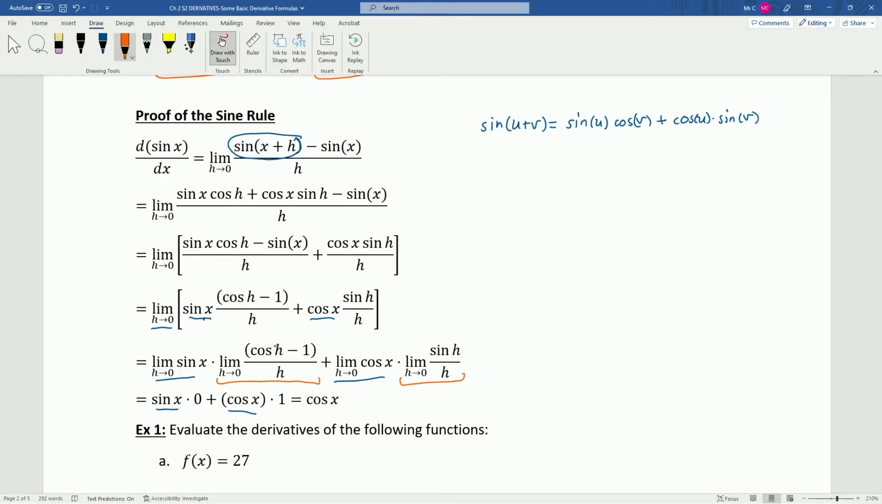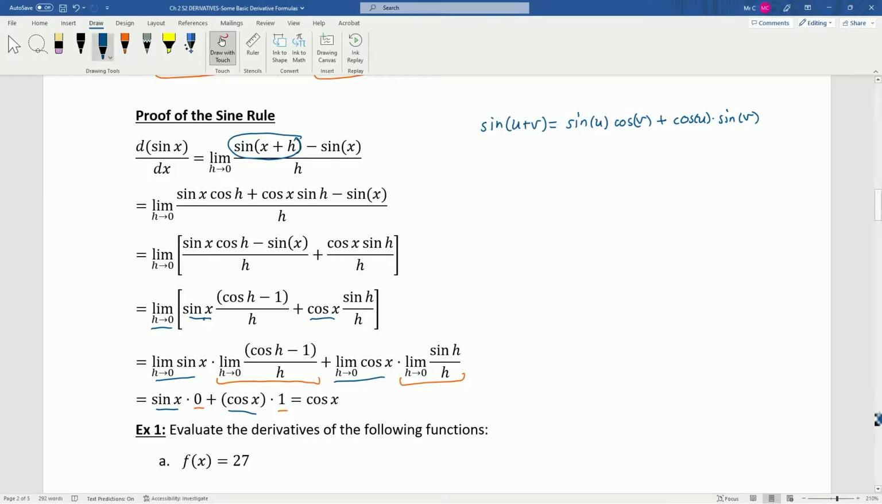So this is the special limit for cosine, which we've proven equals 0, or we've seen equals 0. And we proved explicitly that this special limit for sine is equal to 1. So we get sine of x times 0 plus cosine of x times 1 equals cosine of x. So that's our derivative rule for sine.